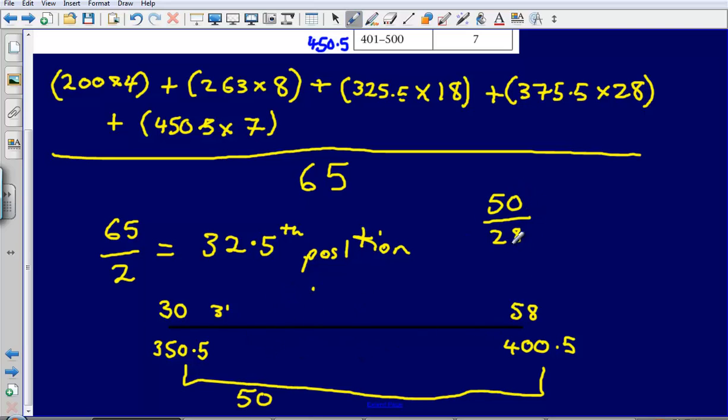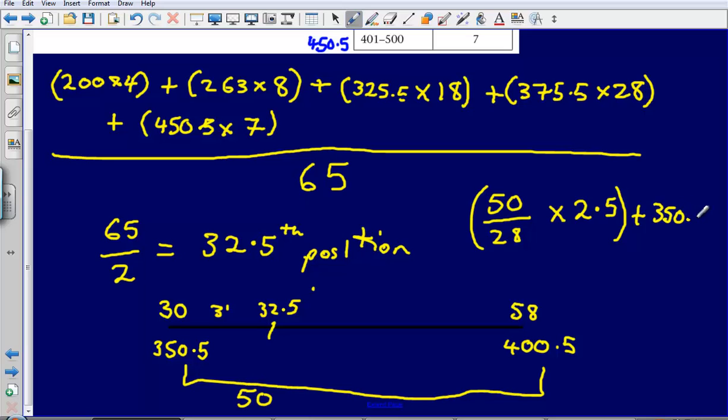And so we could take that 50 over 28, 50 divided by 28, and simply multiply that by 2.5 and add that onto our lowest amount, because we want to get to the 32.5th position, which is going to be somewhere around there. We can see that if we add on 2.5 times the increments that we talked about earlier, then that is going to give us our answer. So 50 over 28 times 2.5, add that onto 350.5, and that is going to give us our median value.